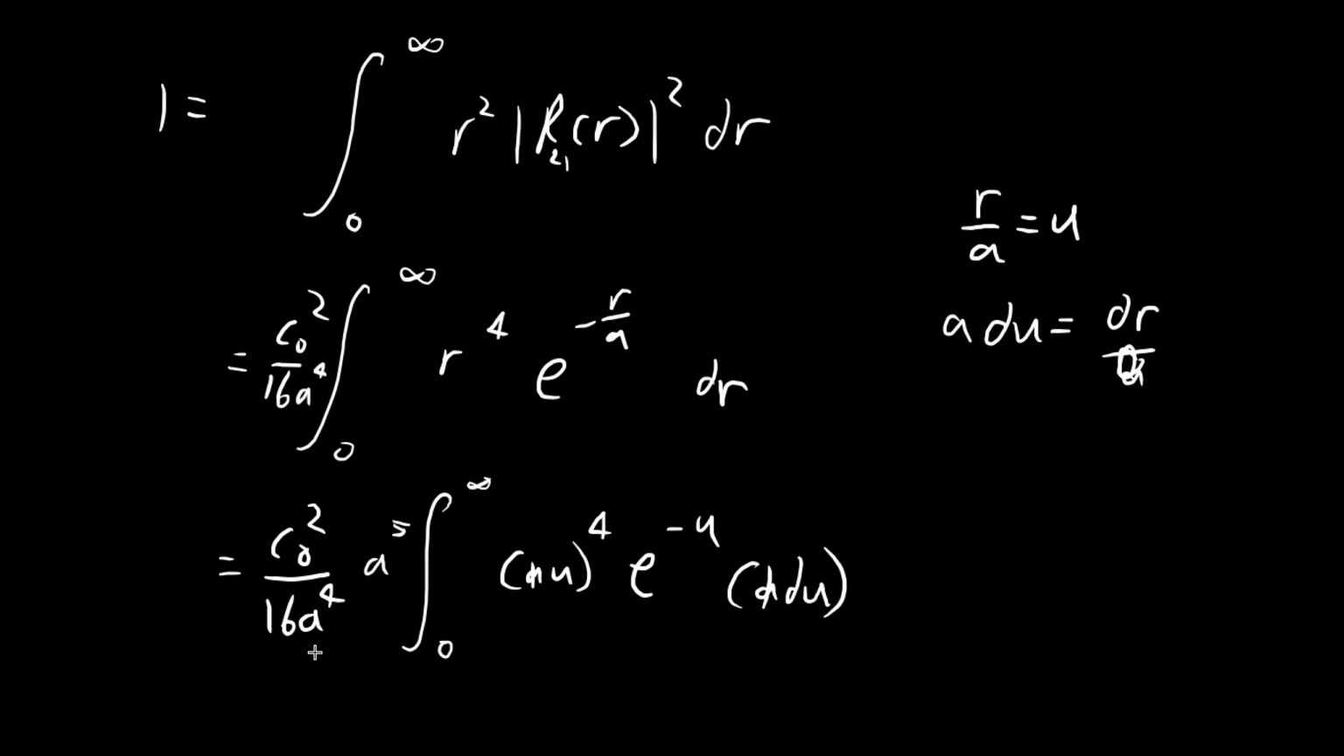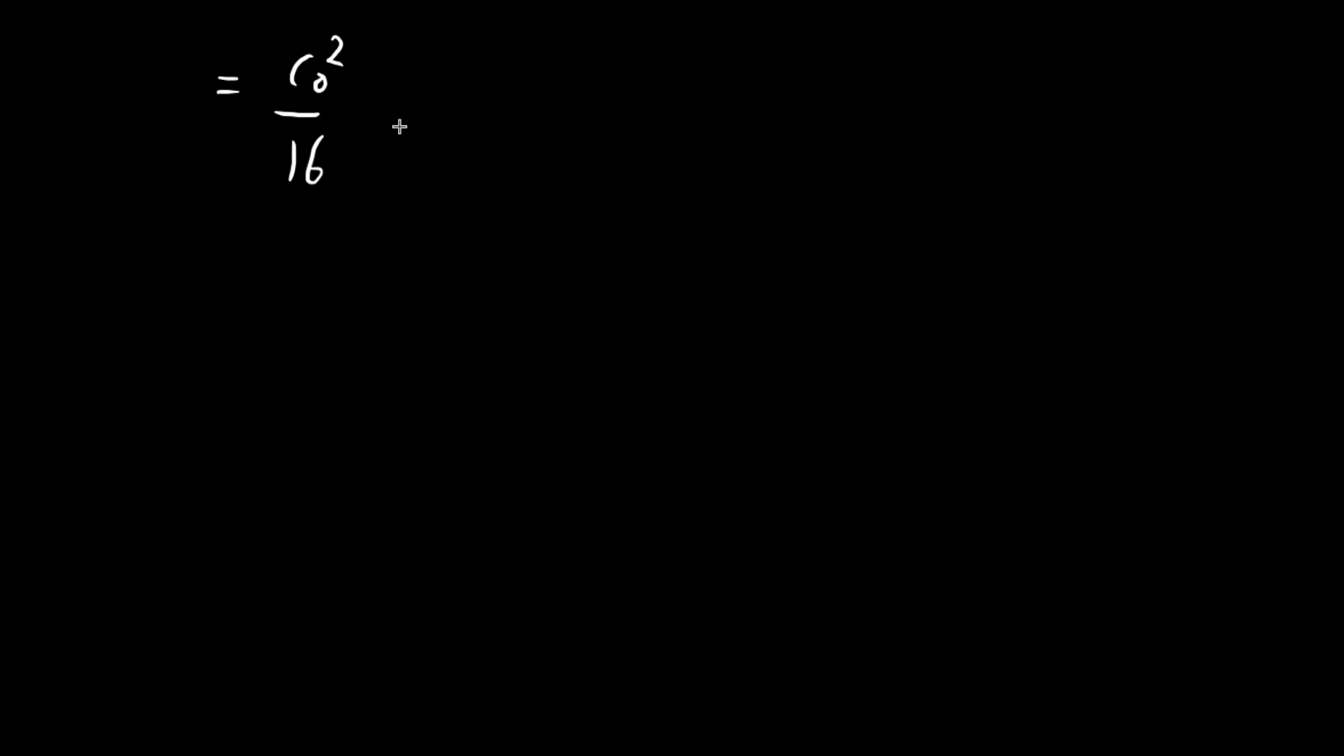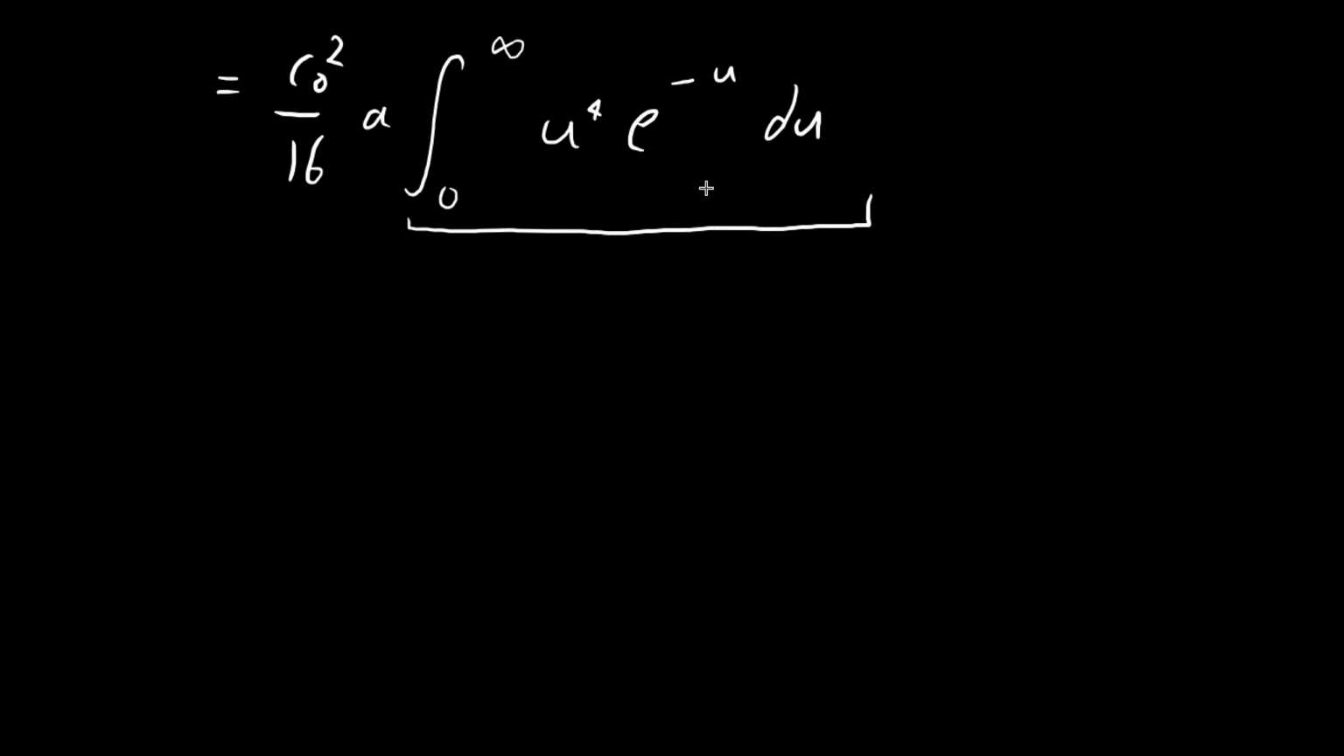And so what we're going to get is that we have c0 squared divided by 16, and then we have an a, and then we have the integral from 0 to infinity of u to the power of 4 times e to the power of negative u du. And then we're going to do the same thing as we did last time. You can see that this is actually the gamma function.